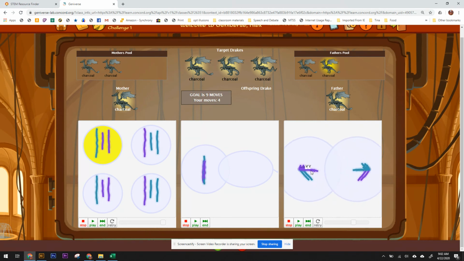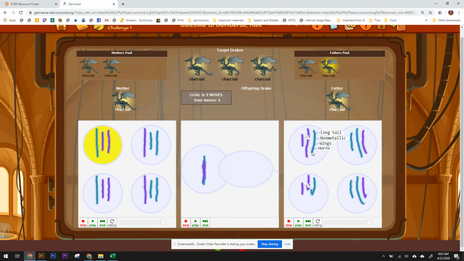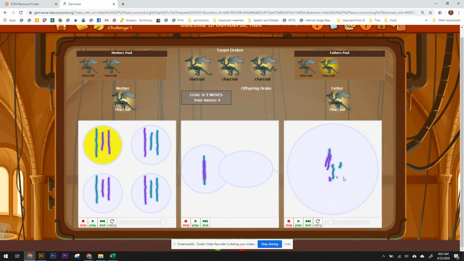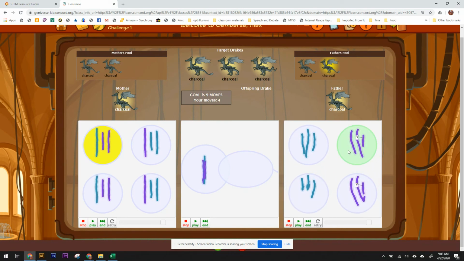Did we get it this time? Please? No? This is getting a little ridiculous. Oh, here we go. All the purple chromosomes went into the gametes with the Y. Yes, got it. See, kinked tail, Y chromosome, that's what we've been looking for.